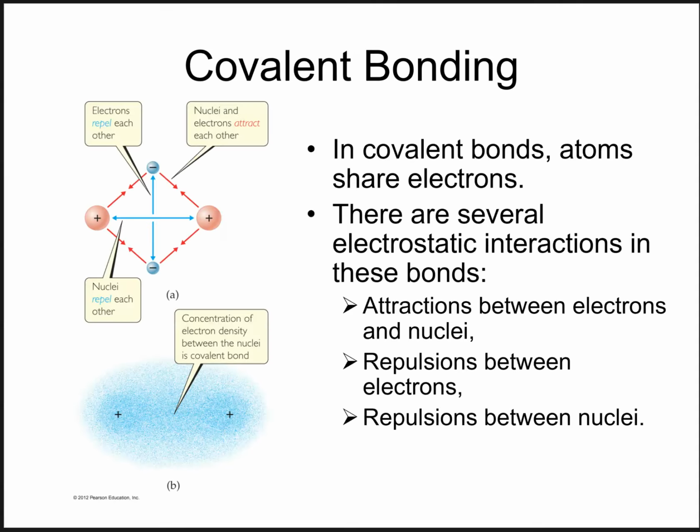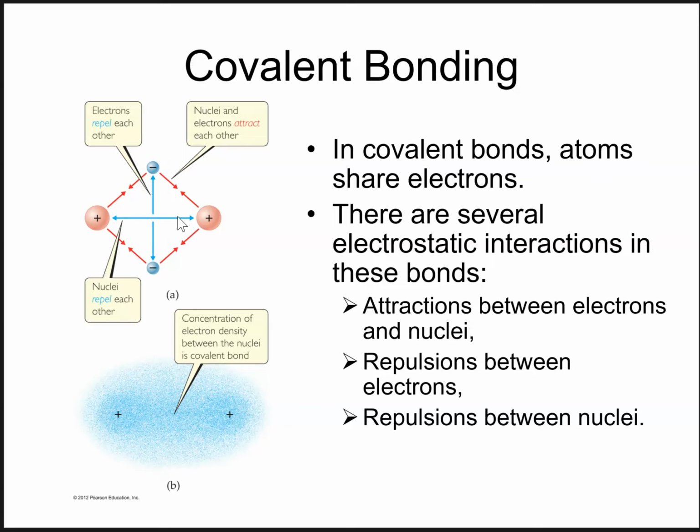Covalent bonds are formed when electrons between two atoms interact with the other atom's nucleus. In this case, we've got two atoms right here with their nuclei, and we can see that the electrons associated with each atom get trapped between those two nuclei. That results in a much stronger interaction because the electrons are stuck basically between these two atoms.